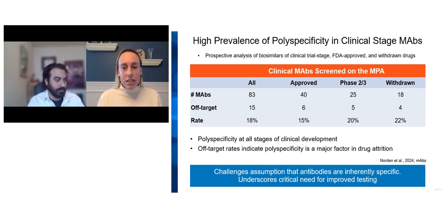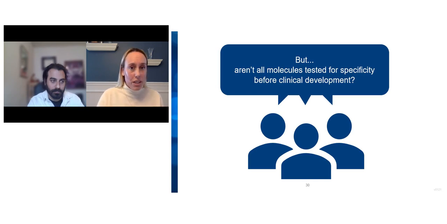When we looked at the different rates of off-target binding, it suggests that polyspecificity truly is a risk in development and a major factor in drug attrition. Our data now challenge this assumption that antibodies are inherently specific, and also underscore a critical need for improved specificity testing. Because this is very surprising, like I had just said, all molecules are required to be tested for specificity before entering clinical development. So why are we still seeing off-target binding in this data set? And this comes back to the issue of the tissue cross-reactivity studies, which likely missed some of these interactions.